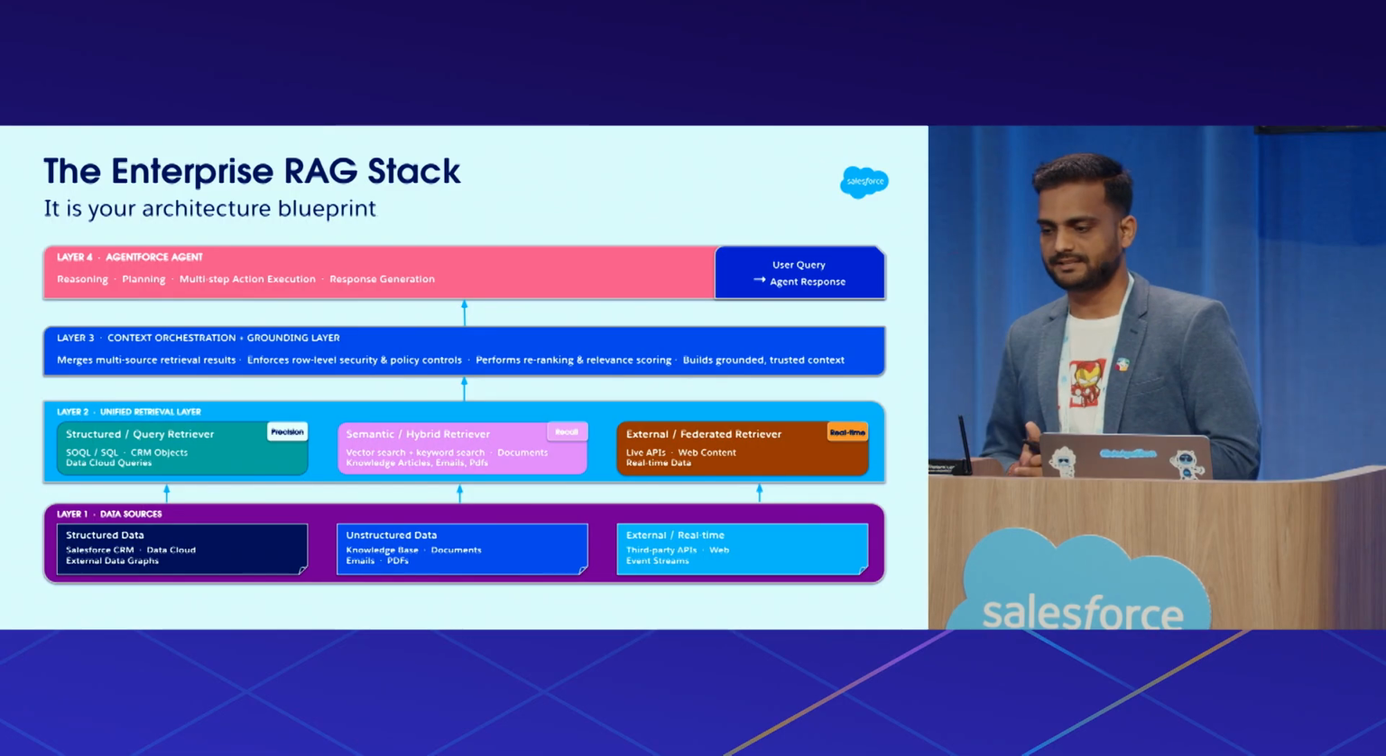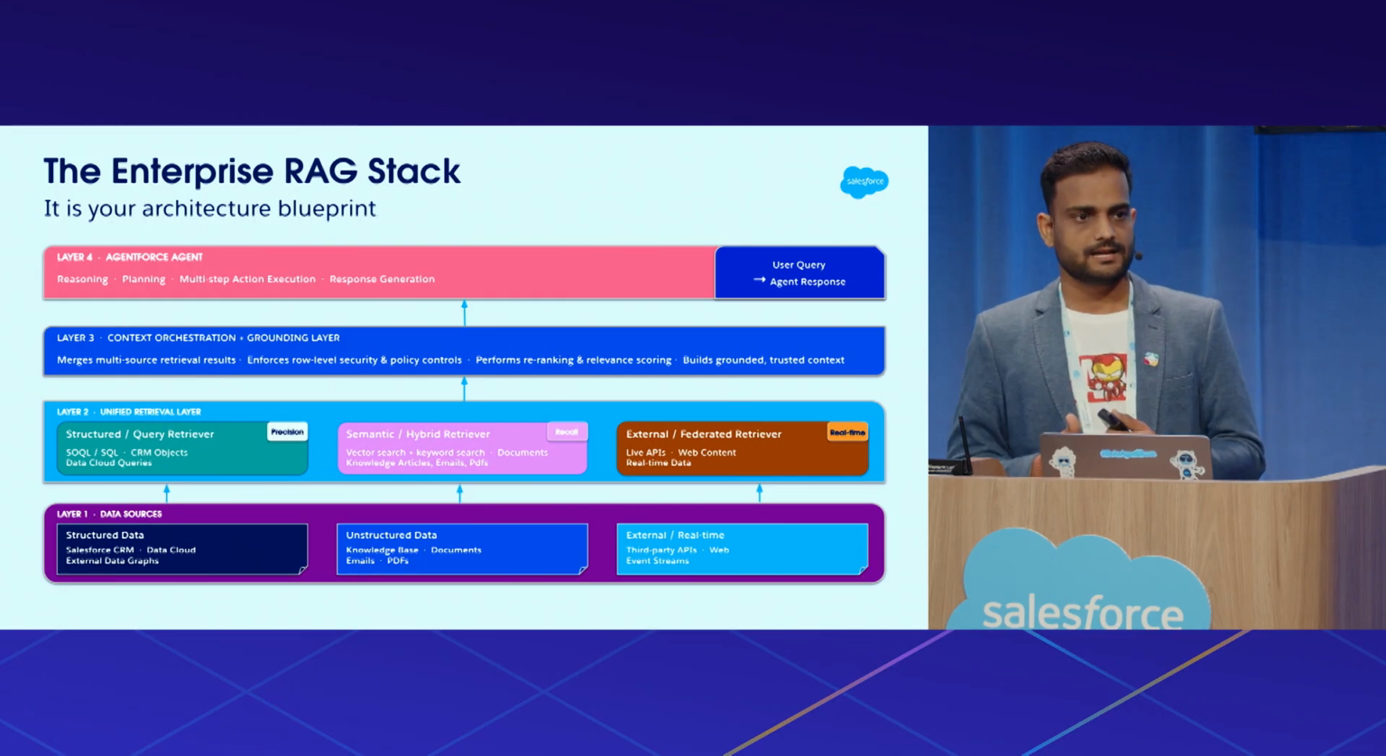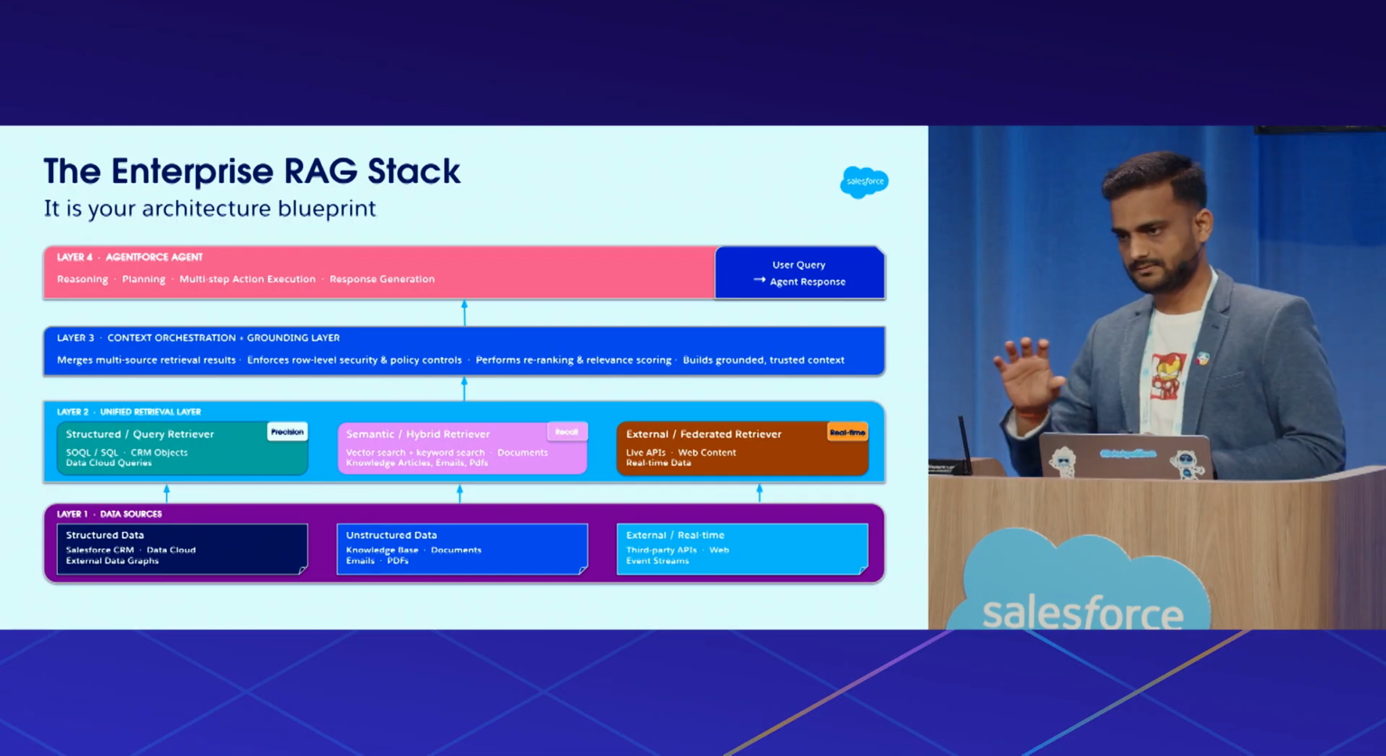And the 4th layer is the Agentforce agent layer, which we all know. The context layer provides the data, which the Agentforce layer processes and provides the grounded response to the user. So that's the final layer.